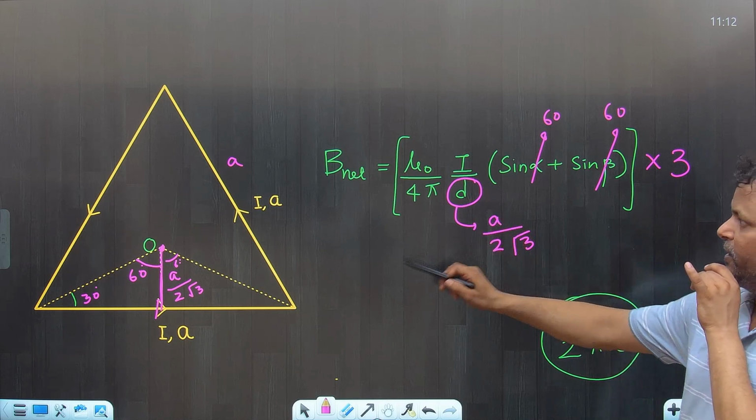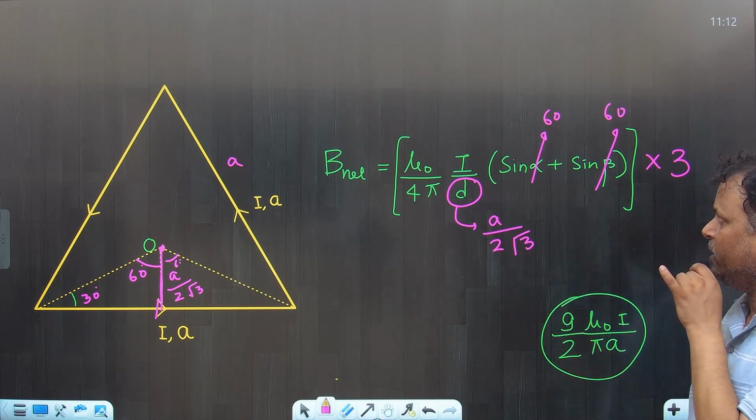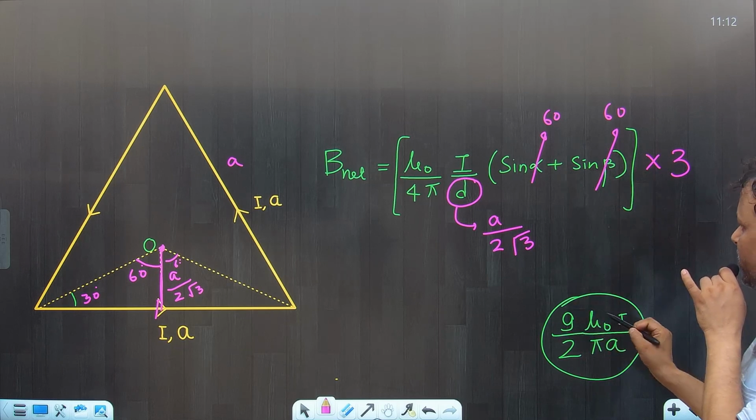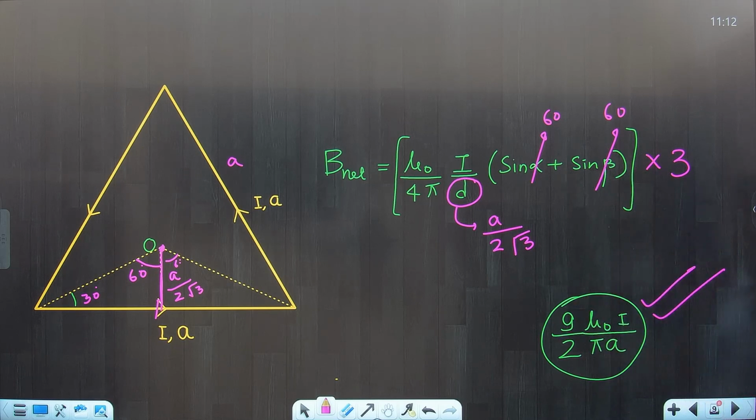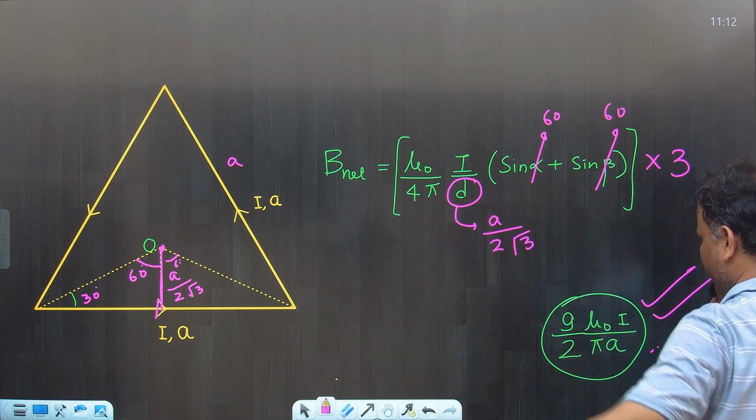You keep D, the length of perpendicular, as A by 2 root 3, and alpha and beta as 60 and 60 degree. You will get this magnetic field. This is the magnetic field at the center of a current carrying loop which is equilateral in shape. You must calculate this and do it by yourself.